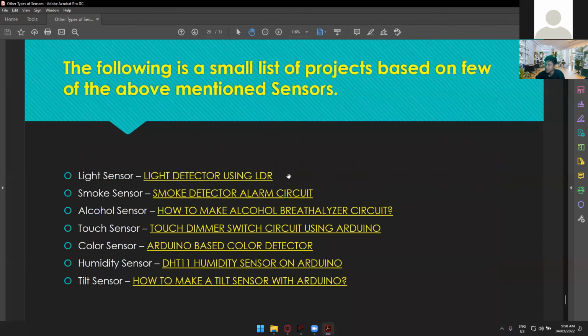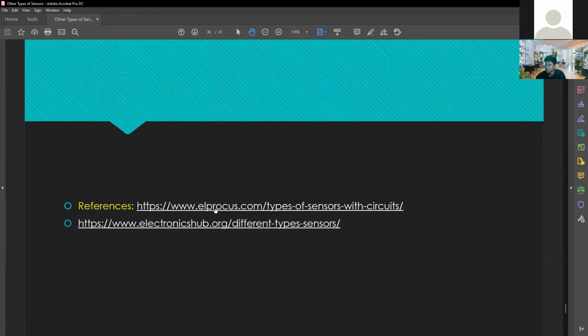So those are, again, basic or common examples of sensors. We have many more out there that are not included in this module. The following is a small list of projects based on a few of the above mentioned sensors. We have light, smoke, alcohol, touch, color, humidity, and field sensors. You can just check them out with the use of these links right here. So that's pretty much it for this module.